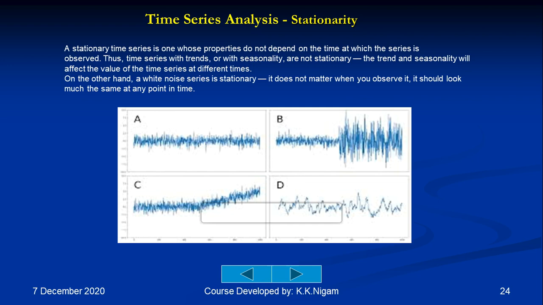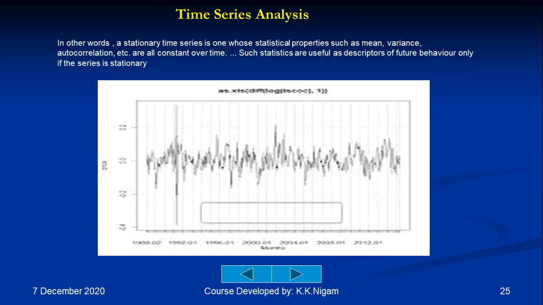On the other hand, a white noise series is stationary. It does not matter when you observe it. It should look much the same at any point in time. In other words, a stationary time series is one whose statistical properties such as mean, variance, autocorrelation, etc. are all constant over time. Such statistics are useful as descriptors of future behavior only if the series is stationary.